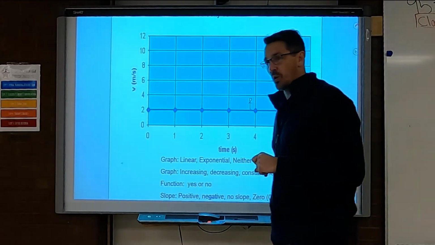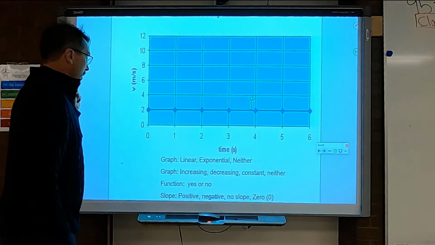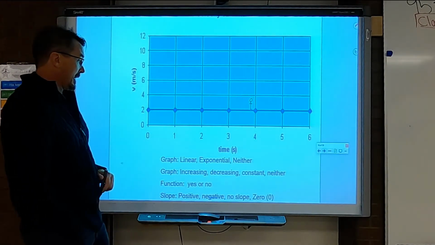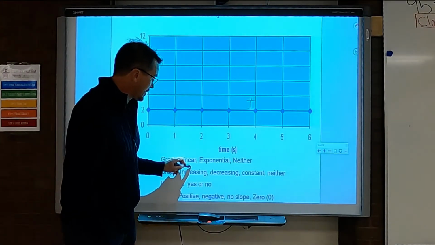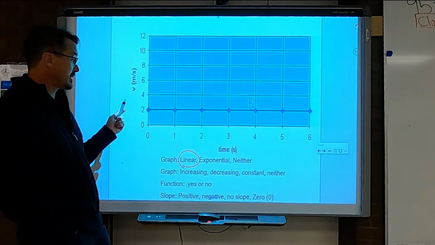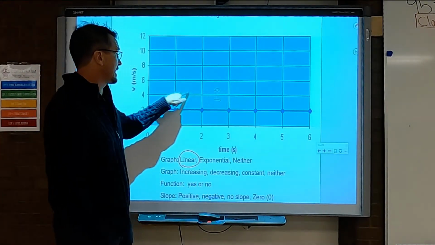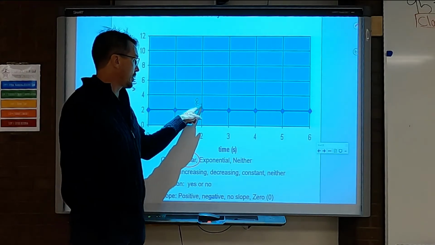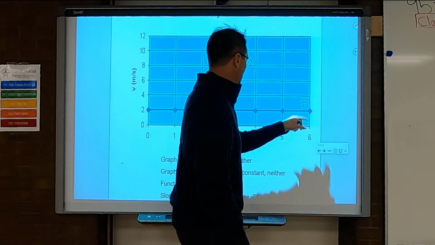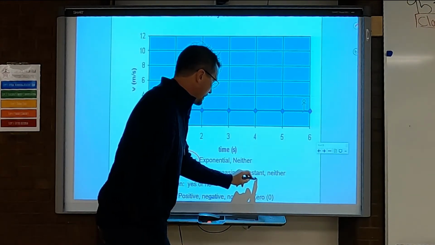All right, I'm assuming that you already did it. So here we go. Linear, exponential, or neither. This is a straight line, so I'm going to go with linear. Increasing, decreasing, constant, or neither. Well, if I take Xavier, he doesn't increase or decrease. He just stays at a constant. So this would be a constant.